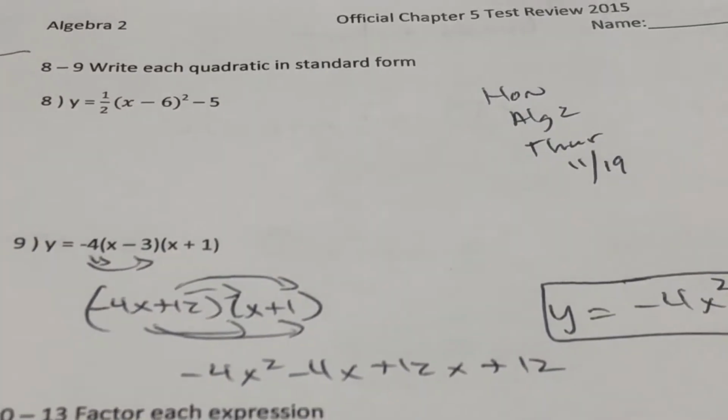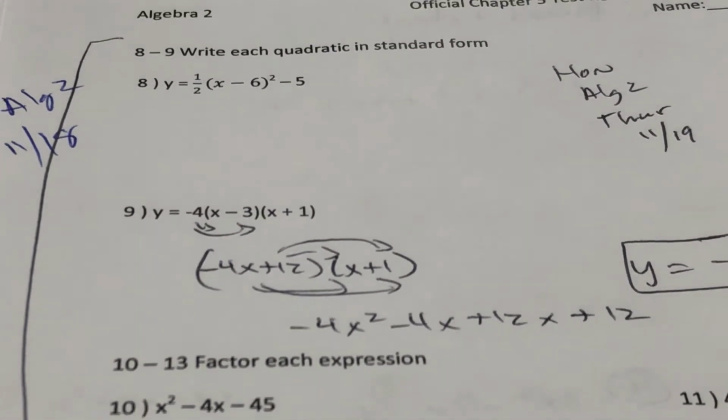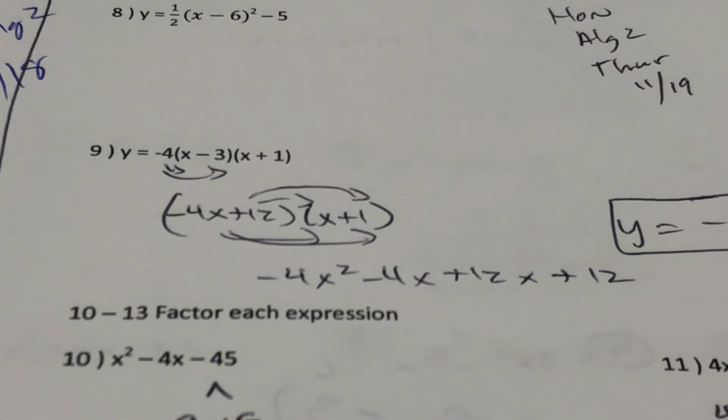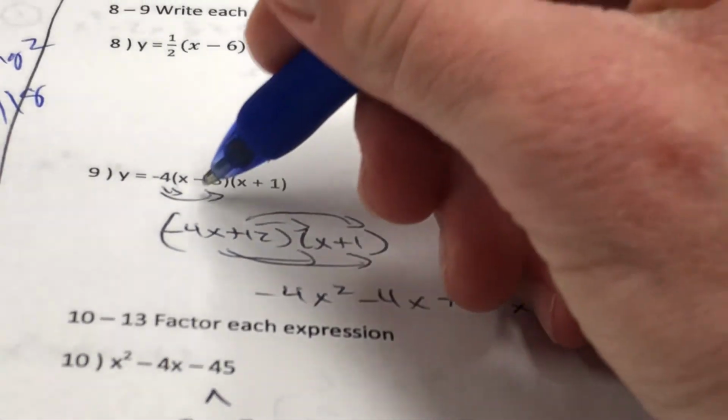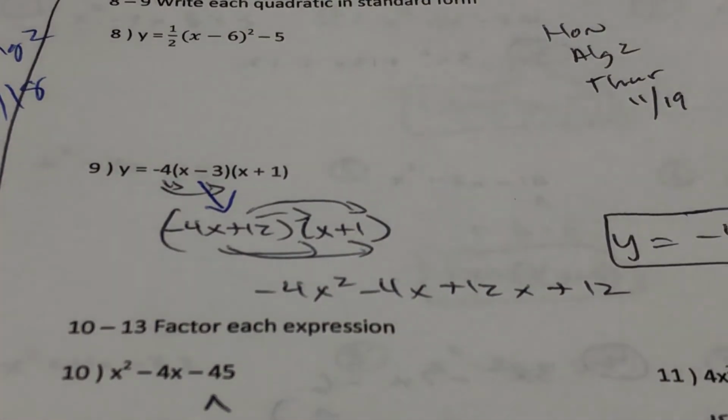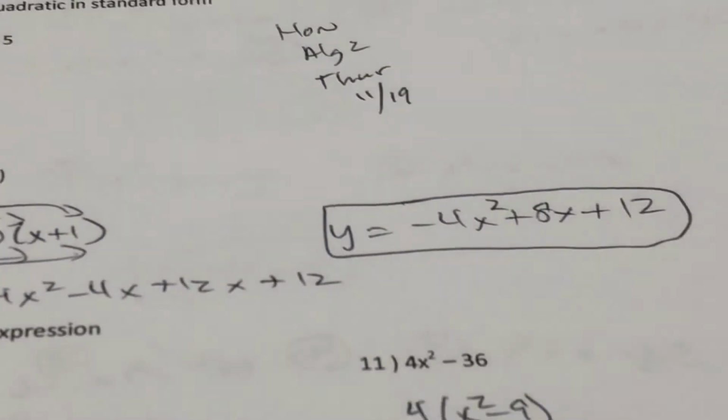All right. Take a look at page 32 here. Write each in standard form. That's just ax squared plus bx plus c. I multiplied the -4 through. I distributed that, and then I FOILed it. All right, so take a look at that.